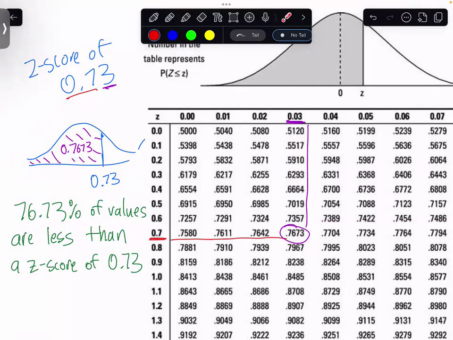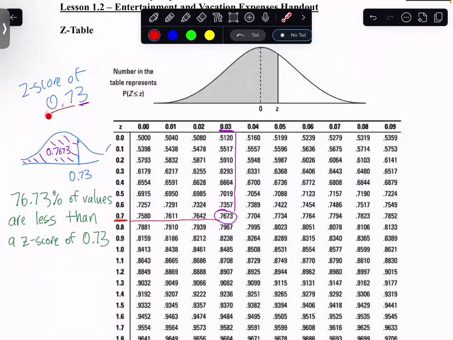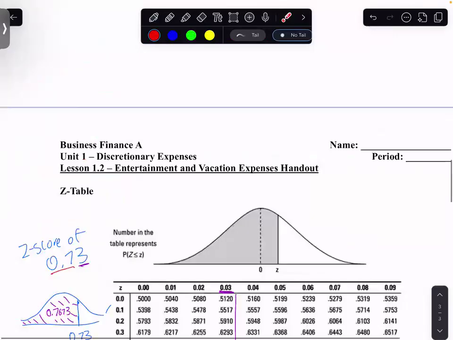Okay, so let's just say that on a test, a teacher told you, oh, your z-score was 0.73. What that means is that 76.73% of other students scored lower than you, right? Because that's the area to the left, meaning these people all scored lower than you. Okay, so again, the 0.73 was just a random number. Now let's get back to our problem.